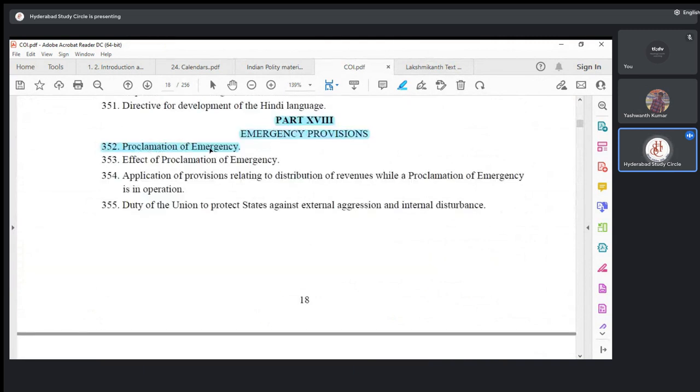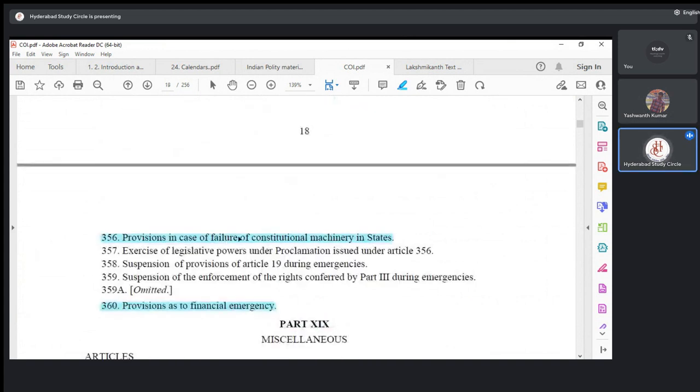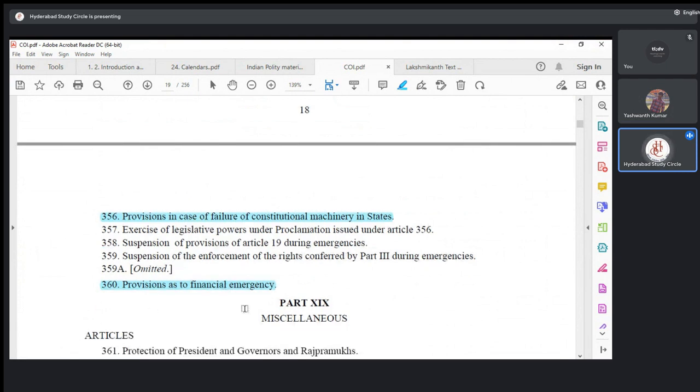Article number 352 is known as emergency. Write in brackets, national emergency. In our constitution it is called only emergency, but unofficially it is called national emergency. Then you have 356, state emergency. Article number 356 is known as state emergency, and article number 360 is known as financial emergency.